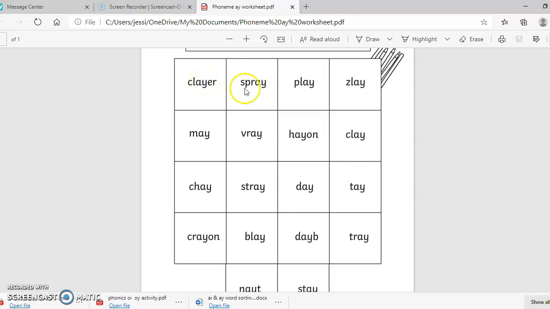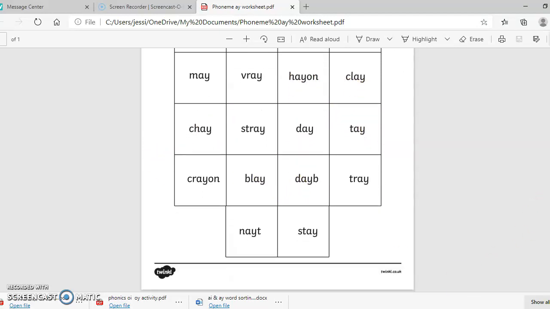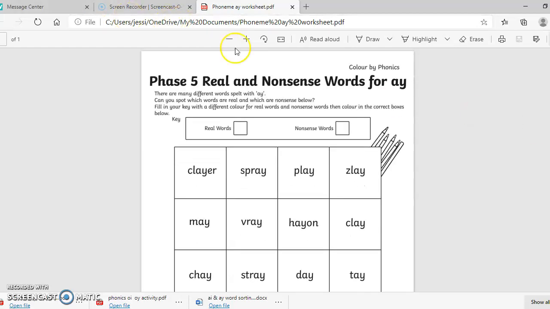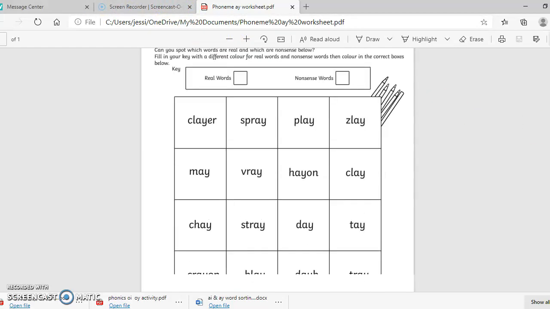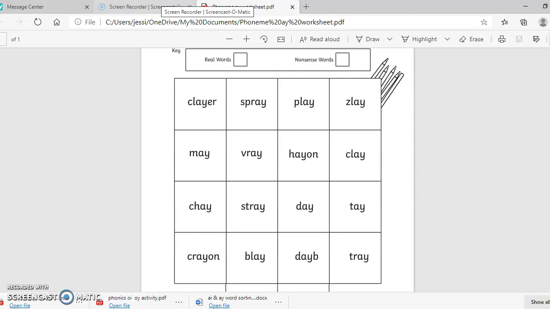Okay, let's have a look at the next word. Spray. I know that's a real word because I could use a spray to spray on my hair, or I could use a spray paint. So I know that's a real word. So I'm going to do that in the colour red. So that's what you're going to do. You're going to go through each of these and decide which colour you would like to use for them all, okay? That would be amazing if you could do that challenge today for me. It's not in your work pack, this challenge, it's just on here. Don't want to be wasting lots of paper, do we?